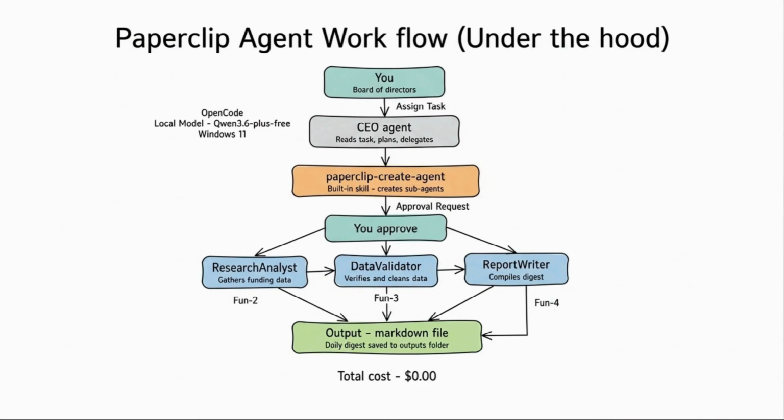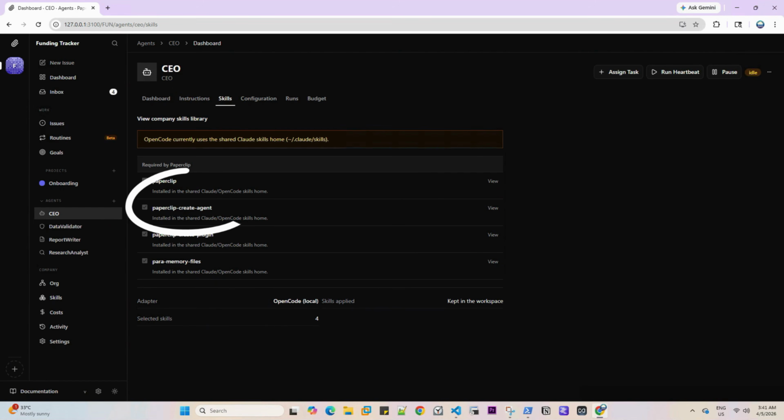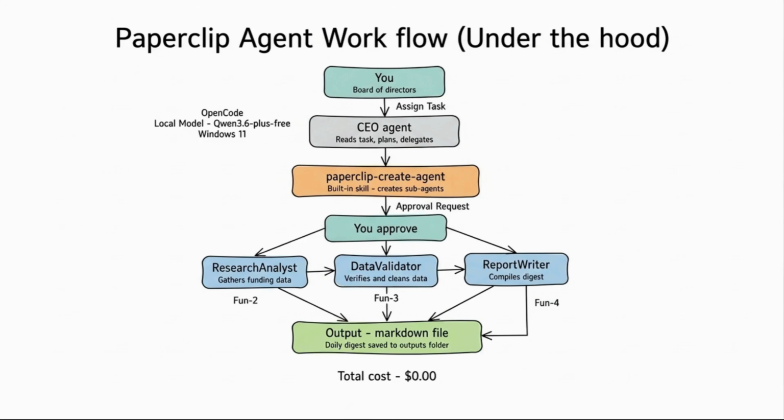Great, now let me break down and explain the system behind this. So we wrote one task. The CEO agent wakes up on the scheduled heartbeat. Think of it like a recurring alarm. It reads your task, decides what team it needs, and uses a built-in skill called paperclip create agent to hire a new agent. Paperclip auto approves these hires unless you switch to manual mode.